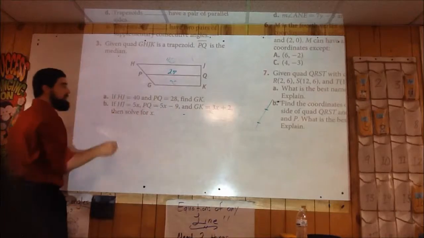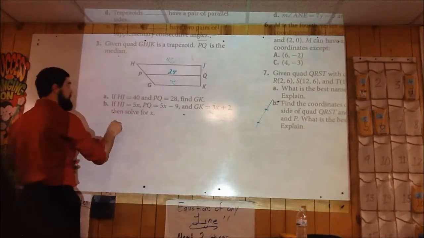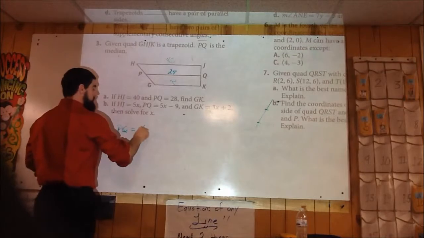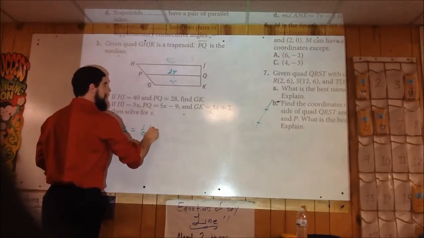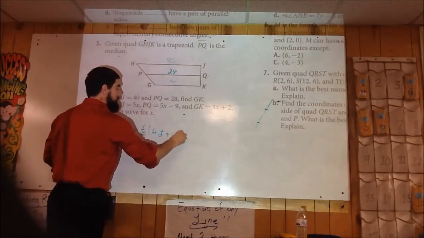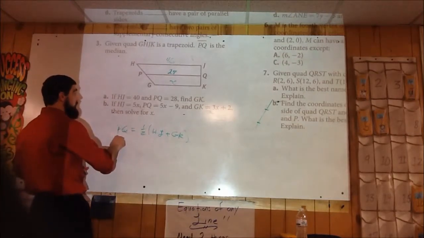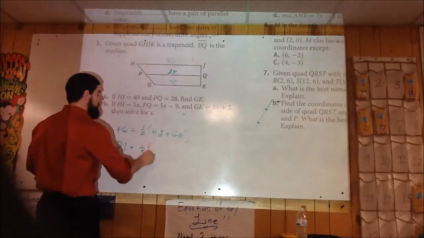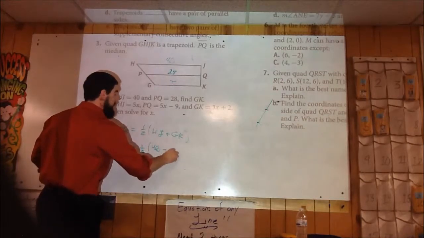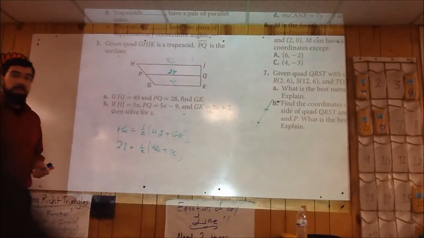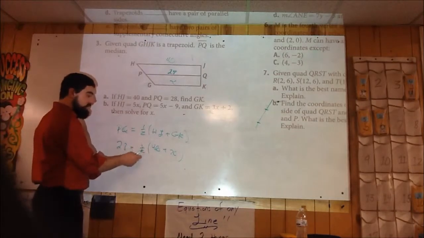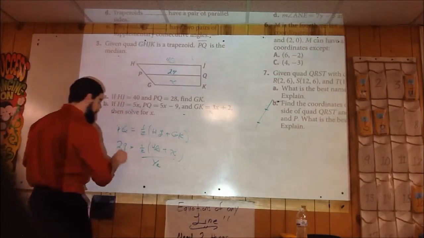And we don't know GK. So the length of PQ is equal to 1/2 the sum of the two bases. That's HJ and GK. So you just plug in with the values. So 28 is the average of 40 and our unknown. To get rid of this 1/2, we divide both sides by 1/2.